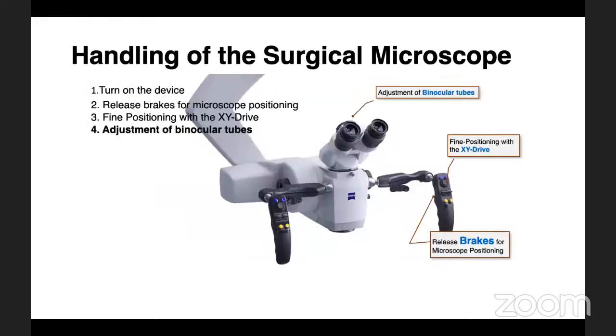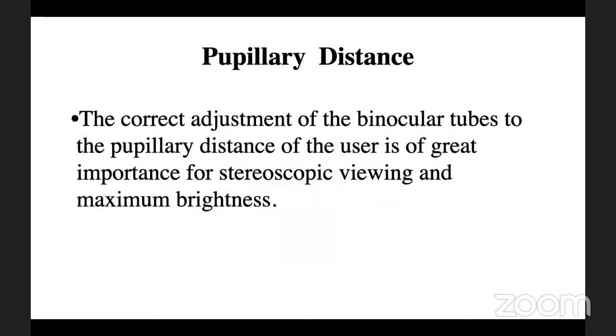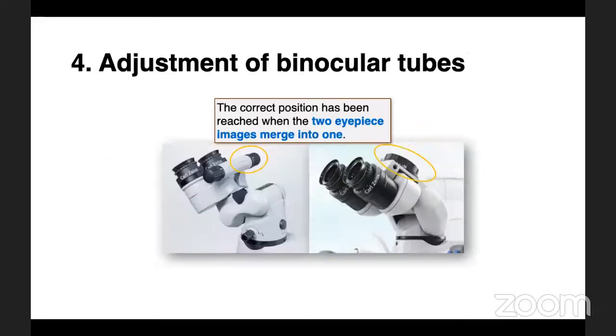The most important thing is adjustment of the binocular tube. There are two sets of eyepieces there, or oculars, as we can call them. The correct adjustment of the interocular distance of the surgeon is of great importance for stereoscopic vision and maximum brightness. We have to rotate the knob according to the microscope till the two eyepiece images merge into one and it becomes a three-dimensional image.